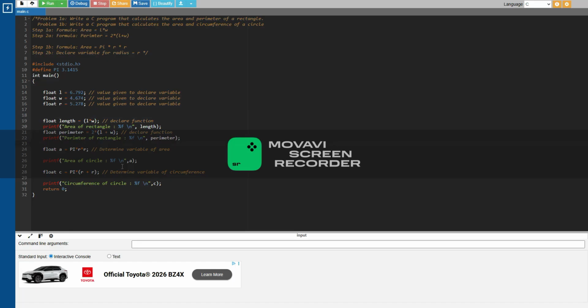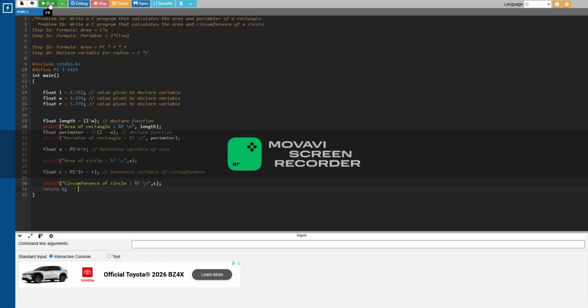and we're going to do likewise for the perimeter using the formula twice times length plus width, and that calculates the perimeter. To calculate the area of the circle, we'll do pi times r times r, and print the area, and do the same for circumference. Circumference equals twice pi times r, and we're going to print the circumference.